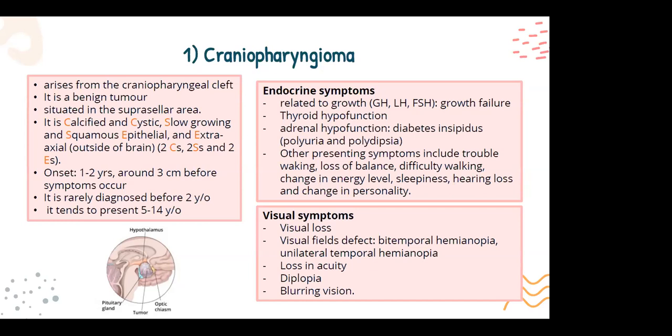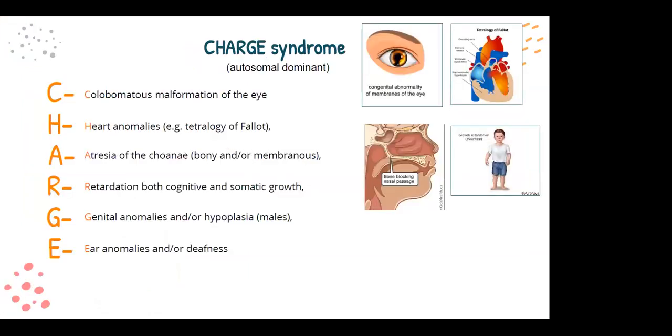Okay, moving on to the C, which also stands for CHARGE syndrome. CHARGE syndrome is autosomal dominant and comprises C, which is coloboma, a malformation of the eyes. This is a congenital abnormality of the development of the membrane of the eye. So you can see in this picture. And H stands for heart anomaly.